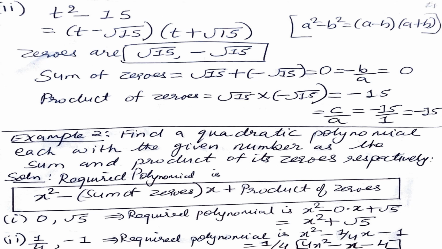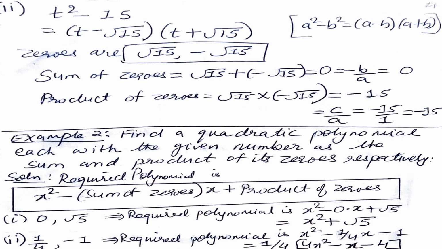And according to our relationship, it will be minus b by a. We know that over here the coefficient of t is 0. So b is 0. So that will again be equal to 0. Product of zeros in this case is root 15 into minus root 15, which is equal to minus 15. And according to the relationship, it is equal to c by a, which is constant term upon coefficient of x square. So over here it is minus 15 upon 1 or minus 15. So in both the cases, sum of zeros and product of zeros, the relationship is satisfied.